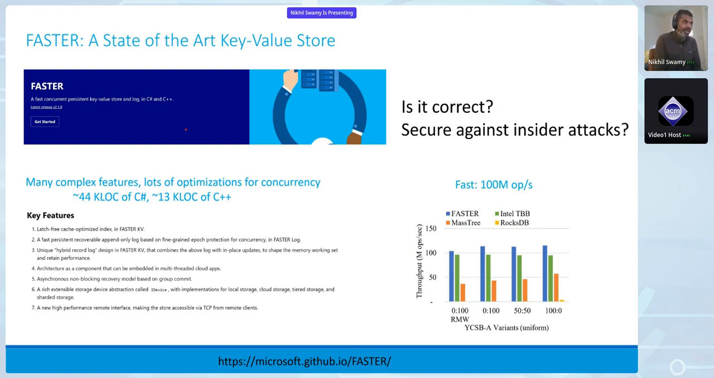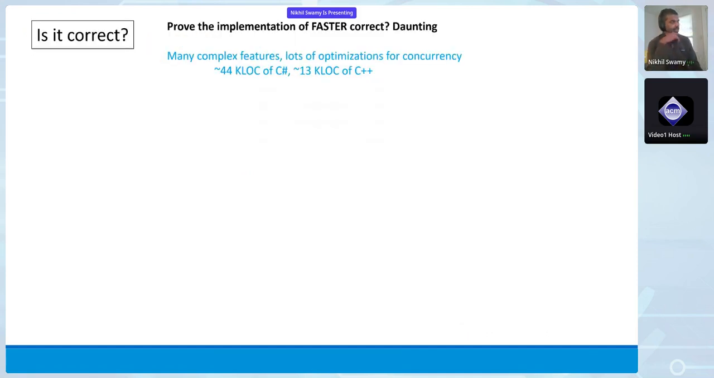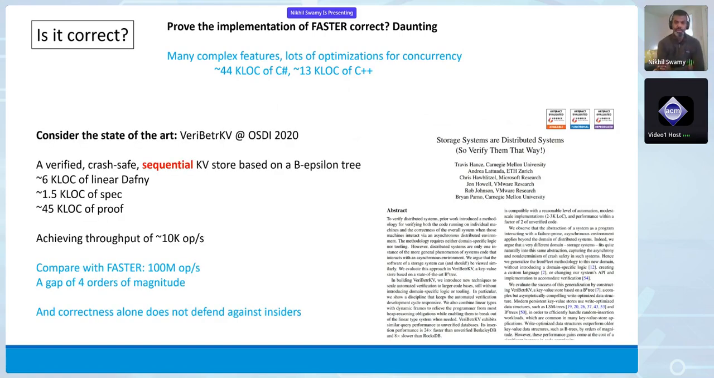So that's a pretty demanding criterion to impose on FastVer. And to give you a sense of it, if you were to only consider the problem of its correctness, even that's quite daunting because it's quite a complex piece of software with lots of features. And the state of the art in proving the correctness of complex key value stores is still quite far away from being able to scale to something like FastVer.